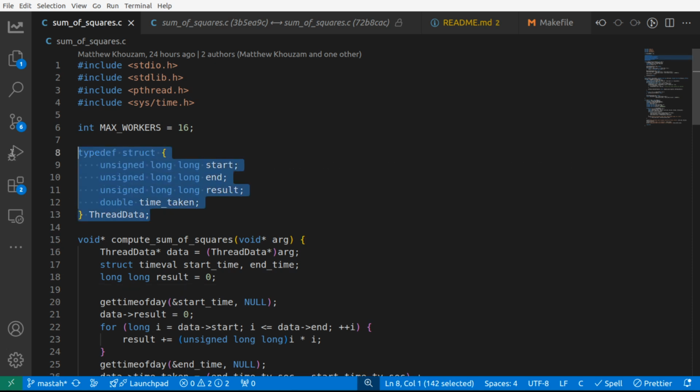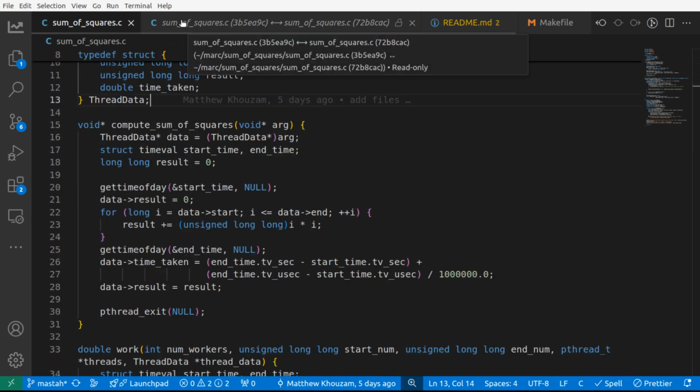So this is the structure at the core of the benchmark. When we divide the work between one or more workers, each worker will receive its work orders. So the computations, each worker will have a chunk of the total computation that needs to be done, indicated by the start and end values. We have the result and the time taken that are also updated in each worker. So let's look at the diff.